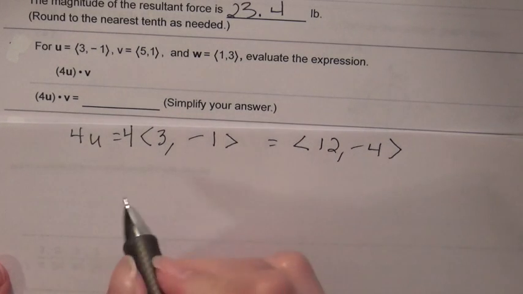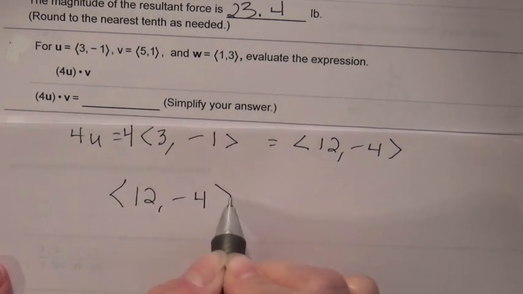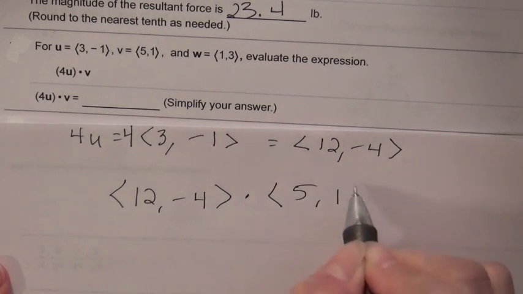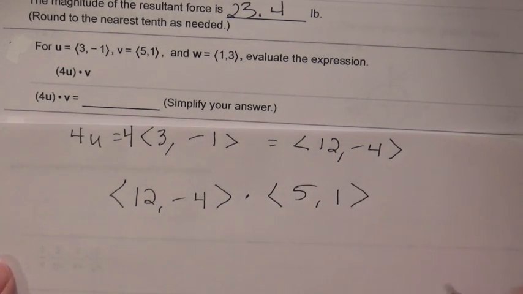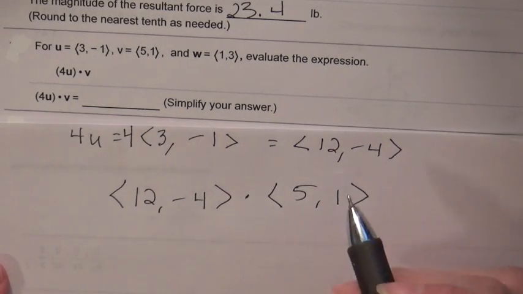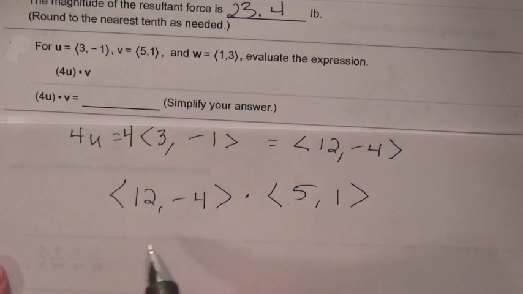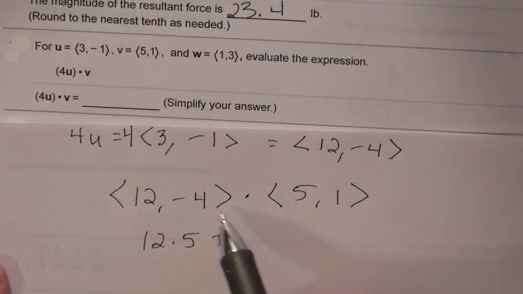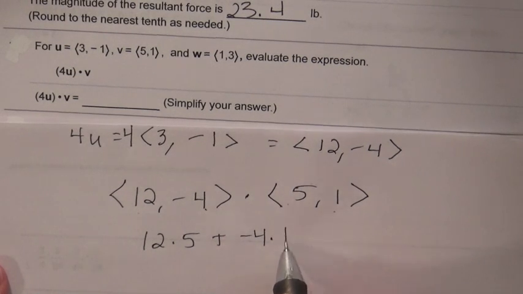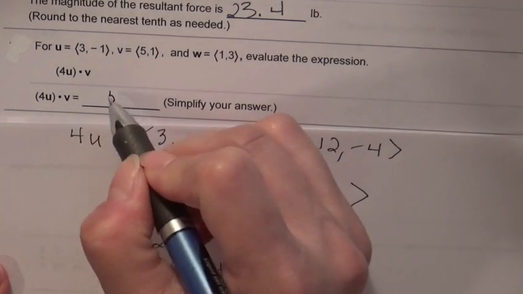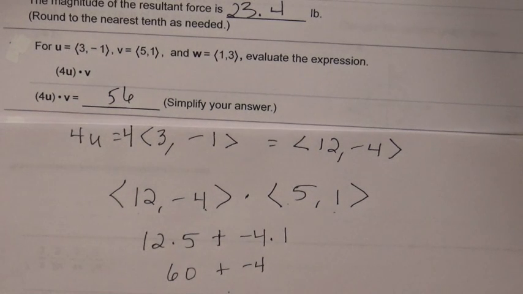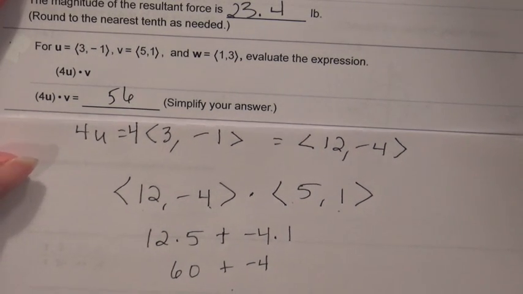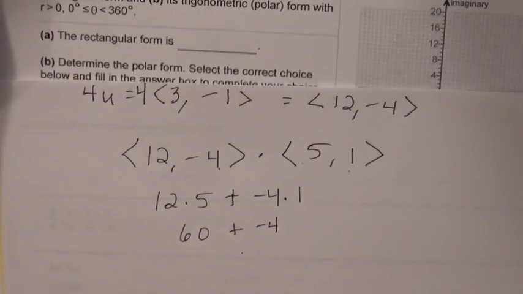So we have to do 12, negative 4 dot vector v 5, 1. Okay, when you do a dot product, your final answer is just going to be a single number. The way it works is you're going to do a times c, so 12 times 5, plus b times d, negative 4 times 1. So 12 times 5 is 60, and then that's going to be negative 4. 60 minus 4 gives me 56 for my answer. Okay, so that's how your dot product works. Next number.